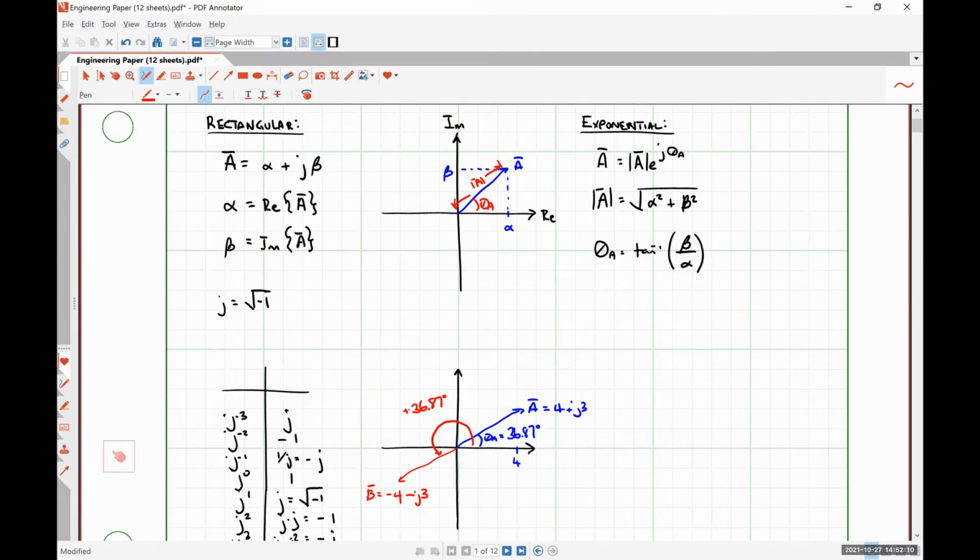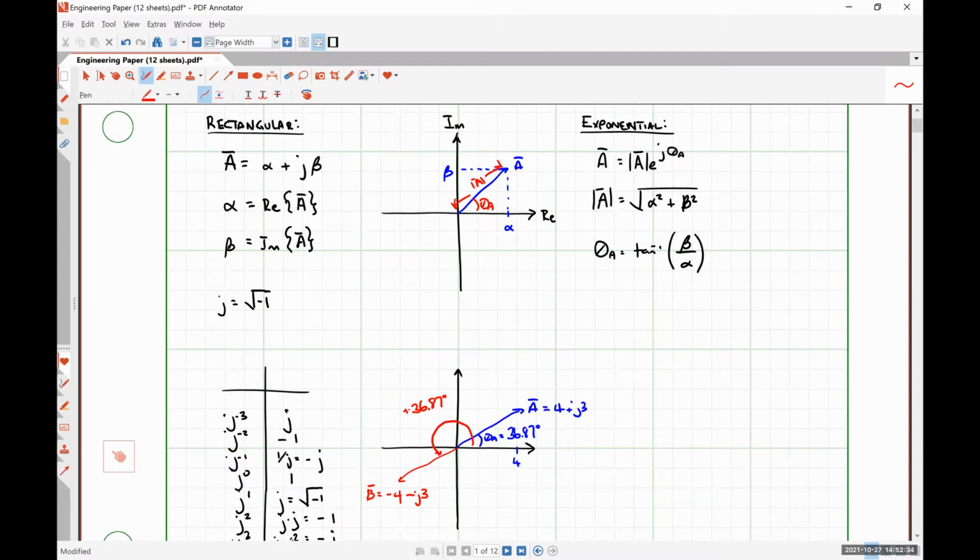Catherine, what's your question? Correct, you do not. So you only want the imaginary part of the number. J is the operator that tells you what part is imaginary, but you don't actually include that. That's a very good question.